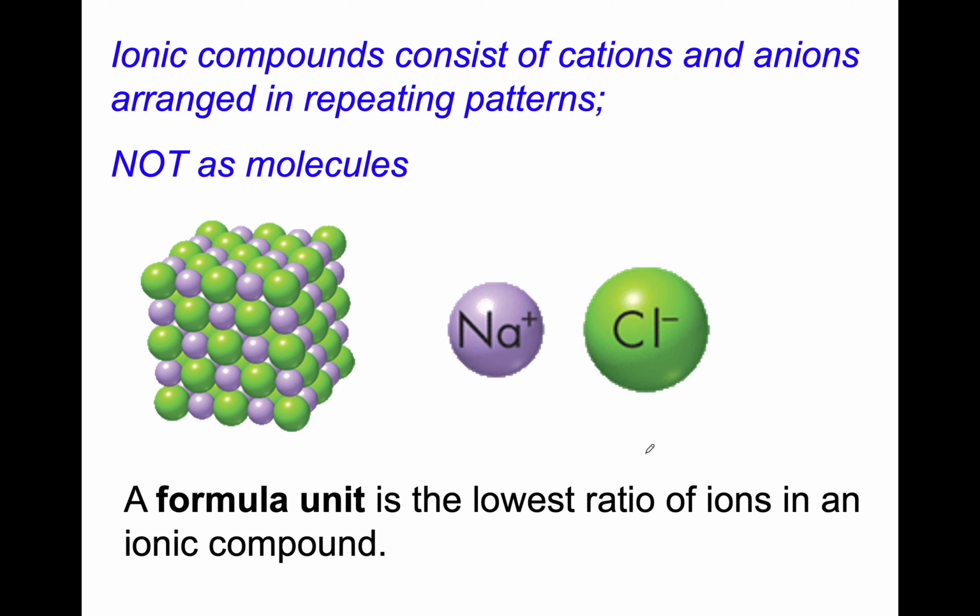But first, ionic compounds consist of cations and anions that are arranged in repeating patterns. For example, table salt, NaCl. This is just your run-of-the-mill salty salt, okay? Table salt forms an ionic lattice. You might look at the table salt the next time that you see it, okay?